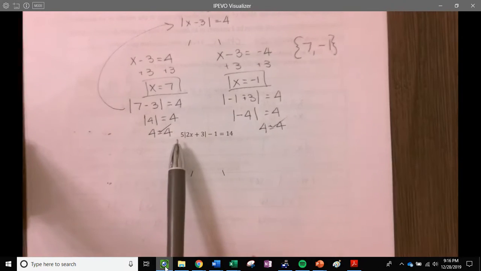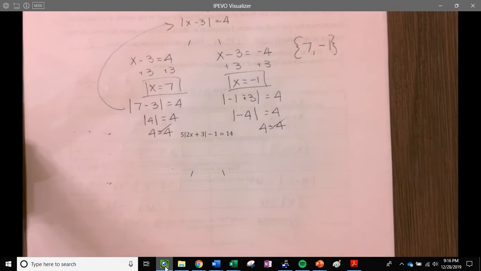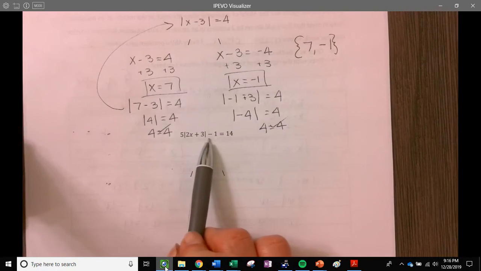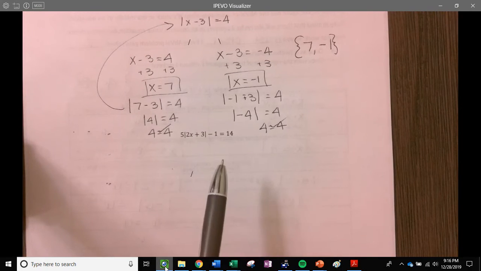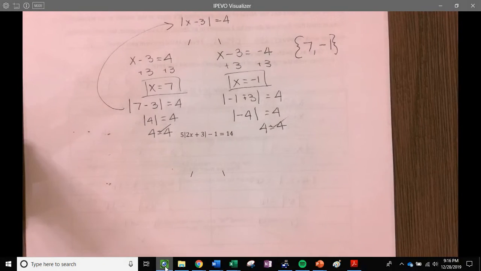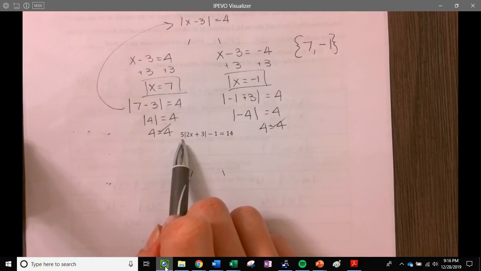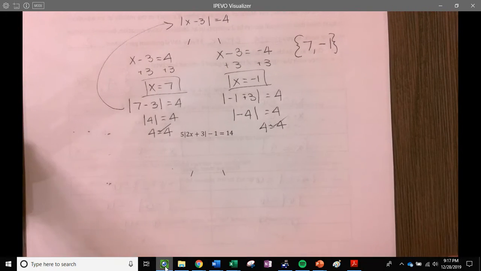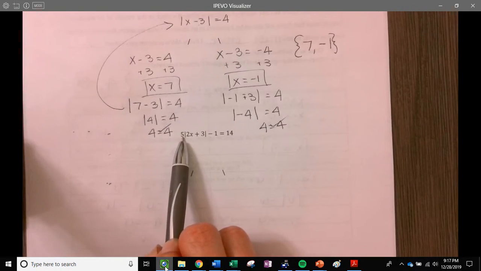I have two operations that are happening outside of the absolute value brackets. They are subtraction and multiplication. So in order to isolate this absolute value statement, we are going to have to do the inverse operations of minus 1 and times 5. Which one are we going to do first? Well, we know for times 5, the opposite operation would be to divide by 5.